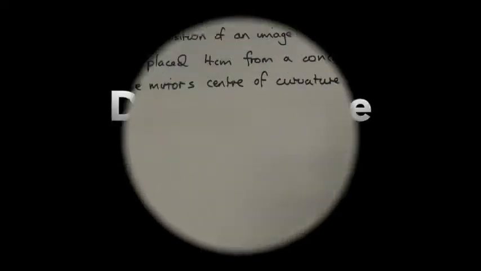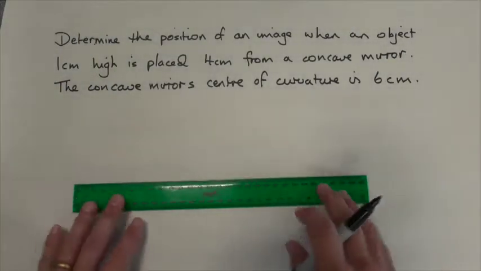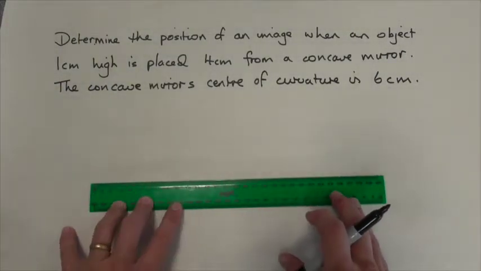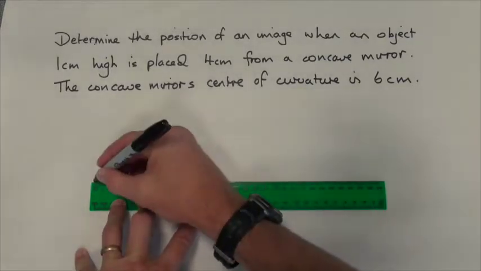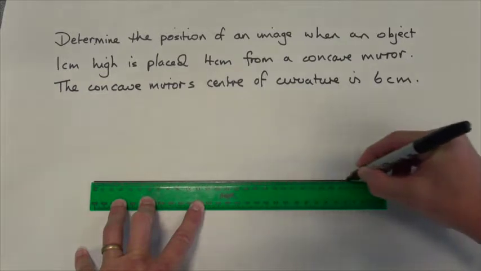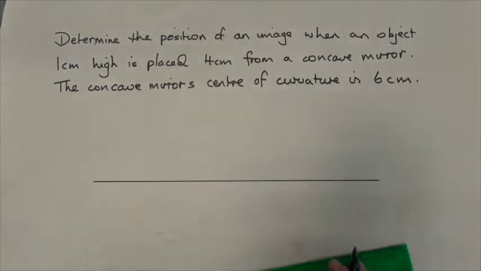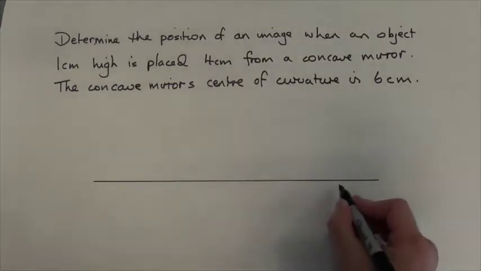Okay, so let's start by drawing the template as we saw in an earlier video. Now the template consists of a horizontal straight line which we're going to call our principal axis. Upon this, we're going to add all our information. So here's our horizontal line, and I'm going to label it with the words principal axis.